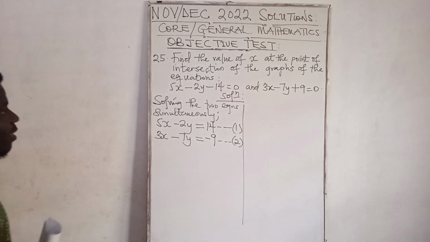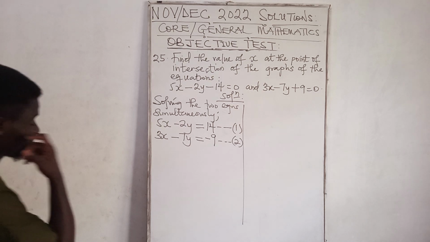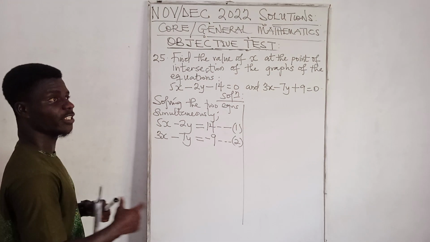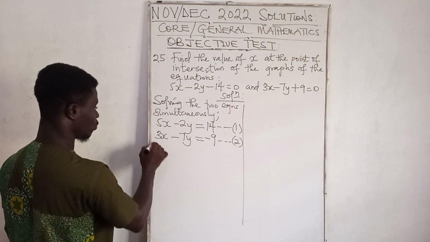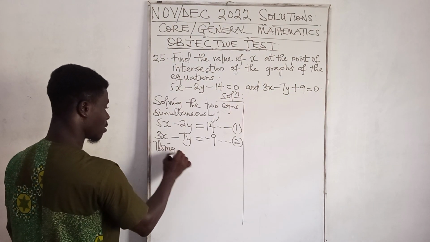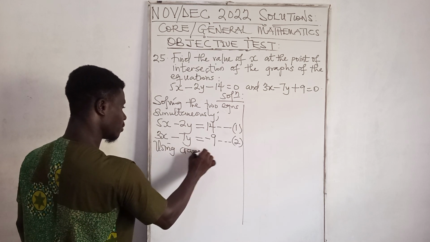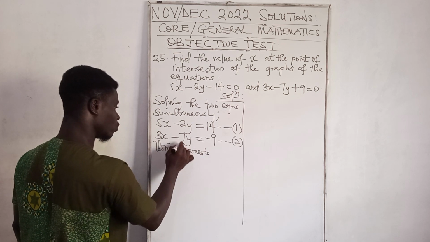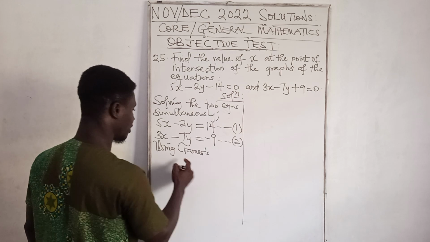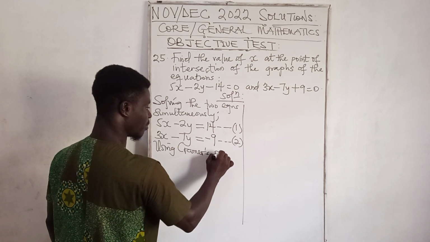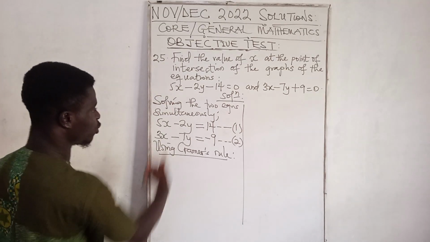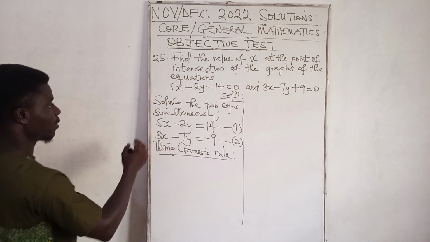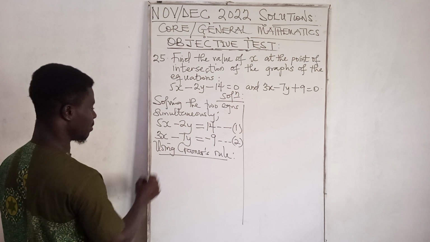So let's see. We can use Cramer's rule. Let's use Cramer's rule. That's the matrix approach. It's the name of a mathematician, so capital C. So using Cramer's rule or Cramer's method, we have to deduce the matrix here.